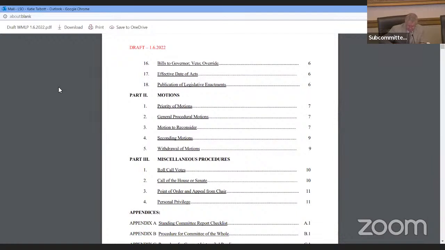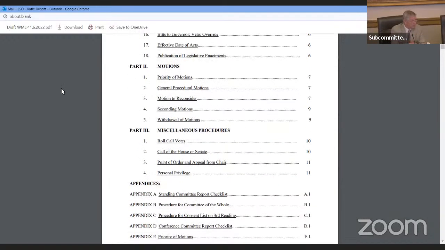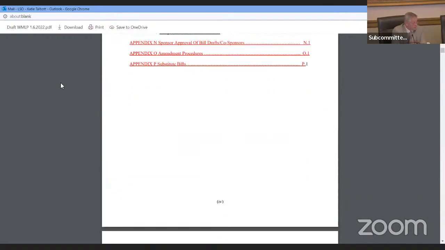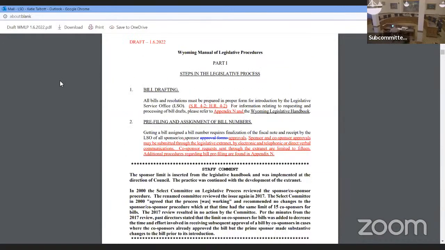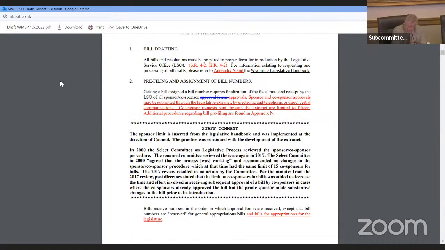Going on to page 1, Mr. Chairman. It's down a few, Katie. There we go. All right, on pre-filing assignment of bill numbers, Mr. Chairman, under paragraph 2, that's really just updating that to the electronic system. The substantive provision there is a limit to 15 co-sponsor requests. That was inserted when you adopted the electronic system. That's a carryover from the postcard.